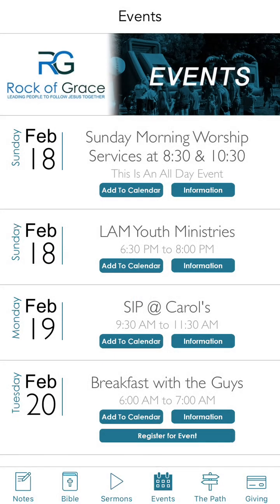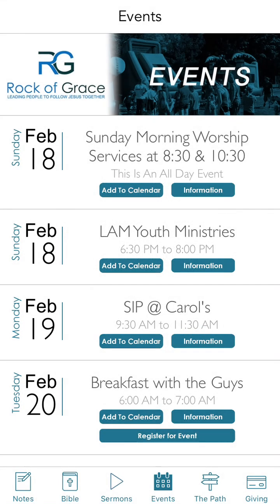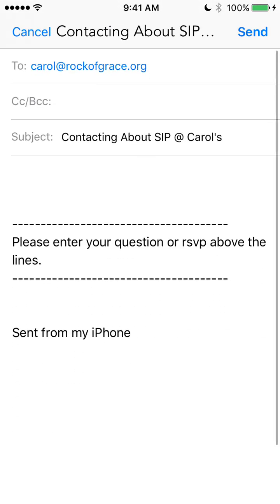But second of all, for the SIPC carols, if I go ahead and press the Information button, then there's a lot more details, and there's an email address. So you can see, since there's an email address, it gives me the ability to close, which will back out of it, or if I press Information again, it gives me the ability to email. So if I press email, it pulls up an email form, it fills out the email address for me, and even fills out the subject to be contacting about, and then whatever the name of that event will automatically be filled in. And all of this happens while keeping me within the Rock of Grace app.